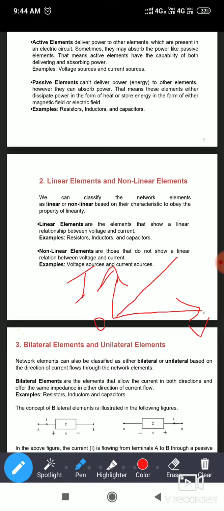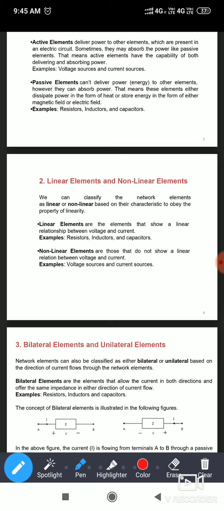Linear elements. So what are the examples? Resistors, inductors, capacitor. Exactly opposite non-linear elements. So non-linear elements means which do not show a linear relationship between voltage and current. So example I have given yesterday, that is diode. Diode's characteristics you saw, PN junction diode, that will not be linear, it is curve. Similarly transistor, all of you know. Transistors also give different characteristics, it is not linear.